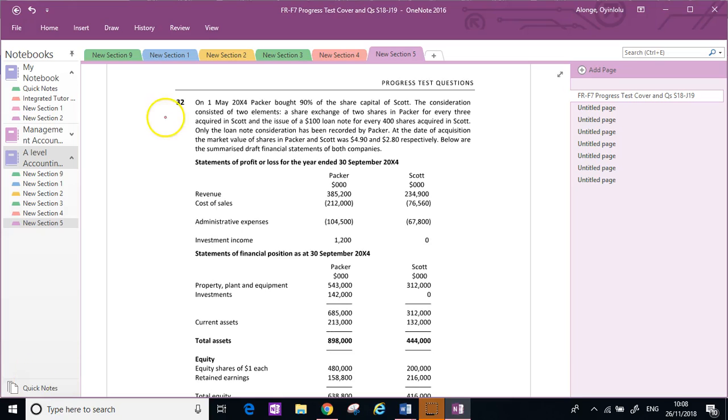So I'm starting off with question 32, and then I'll go back and look at the objectives. But let's look at this first. So you have this business called Packer. A couple of things to note here. Packer buys 90% of the share capital of Scott.